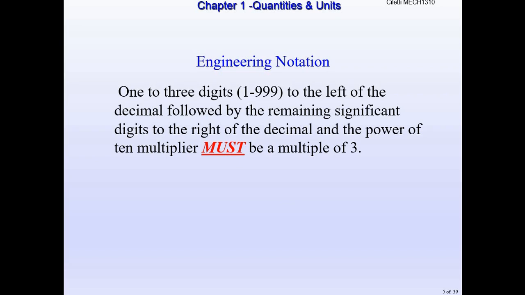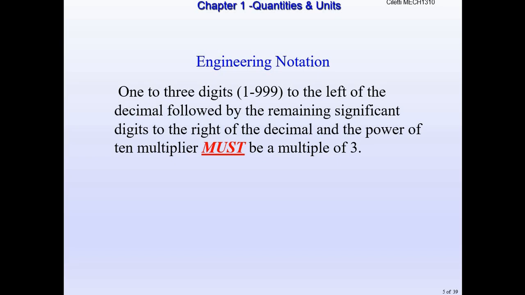Engineering notation is slightly different than scientific notation. In scientific notation, we were limited to the digits 1 through 9 before the decimal place. Engineering notation can have up to 3 digits before the decimal place. So anything from 1 up to 999 can be to the left of the decimal place.